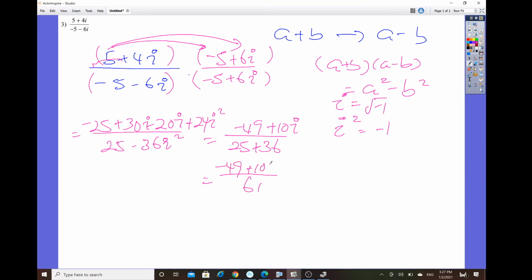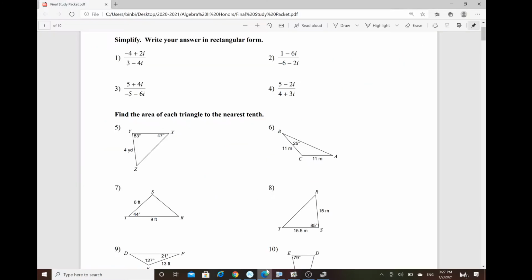Top and bottom, you want to find out whether anything can be reduced. Nothing can be reduced, so basically we just keep it like that. Okay, so that's number 3, and going back to the packet.